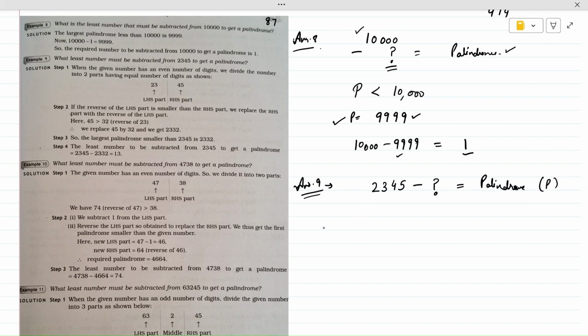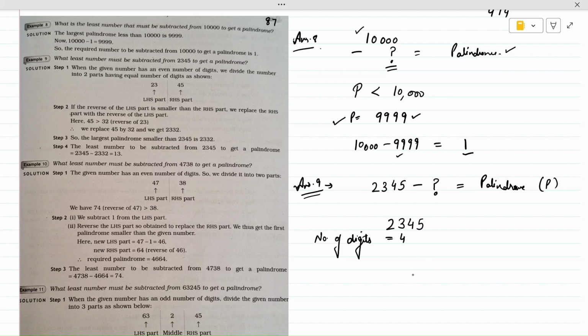So we have a rule here, kids. What we can do here is take this number and count the number of digits. The number of digits in this number is 4. 1, 2, 3, 4, right? So I'm writing here: number of digits in the given number is 4. So that means it's an even number.